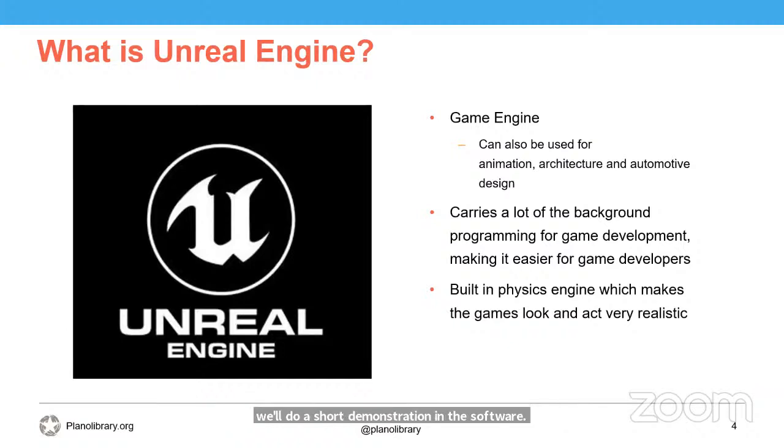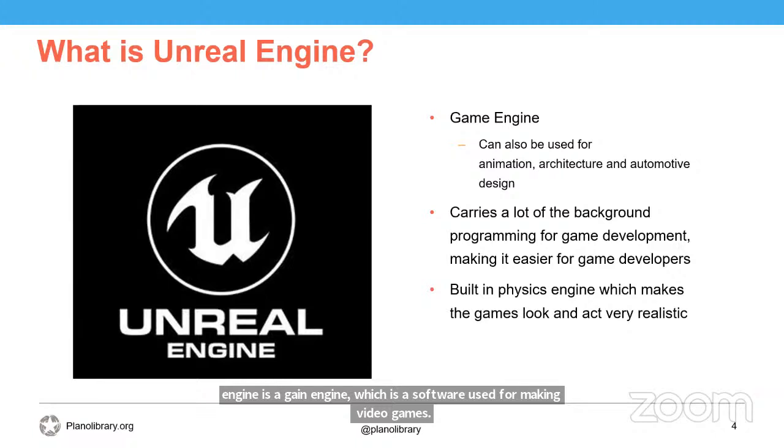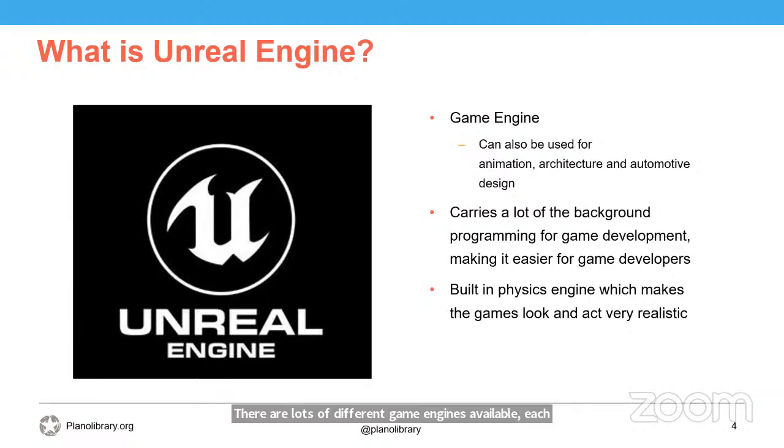So, what is Unreal Engine 5? Unreal Engine is a game engine, which is a software used for making video games. There are lots of different game engines available, each with different strengths. Unreal Engine is a great tool for making 3D games or games that involve lots of physics. That said, it is very versatile, so it can be used to make almost any type of game.